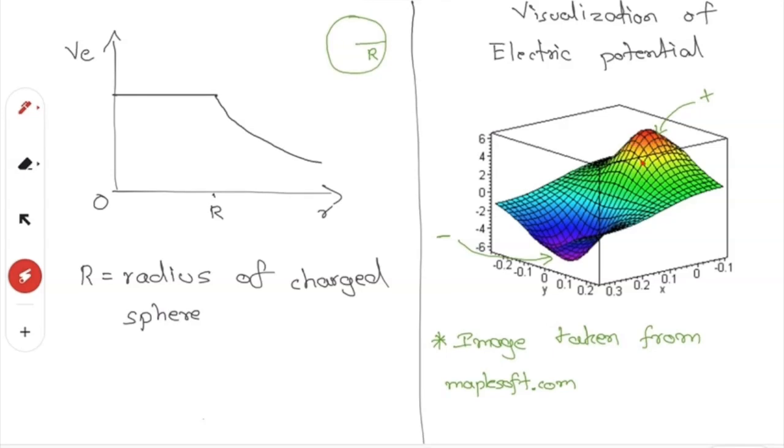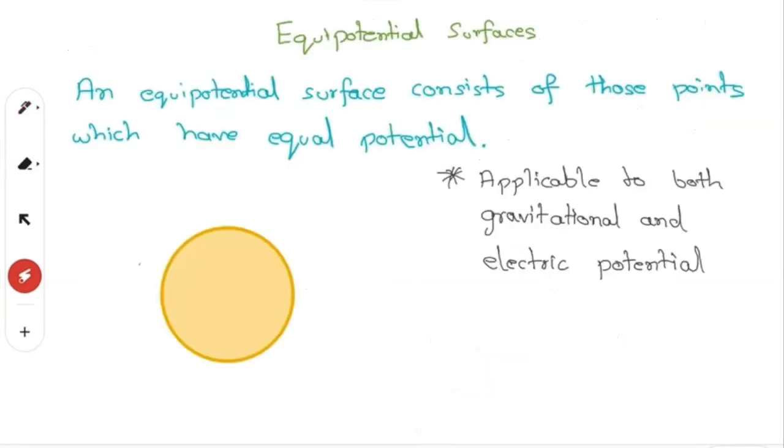In fact, if you started here and walked around like this, such that you went around, came out this way, and ended up exactly where you started, that line you just walked around would be an equipotential surface. And that's what we're going to talk about next. Now we're going to talk about equipotential surfaces. So what this means is, it's simply a surface that consists of points which have the same potential.